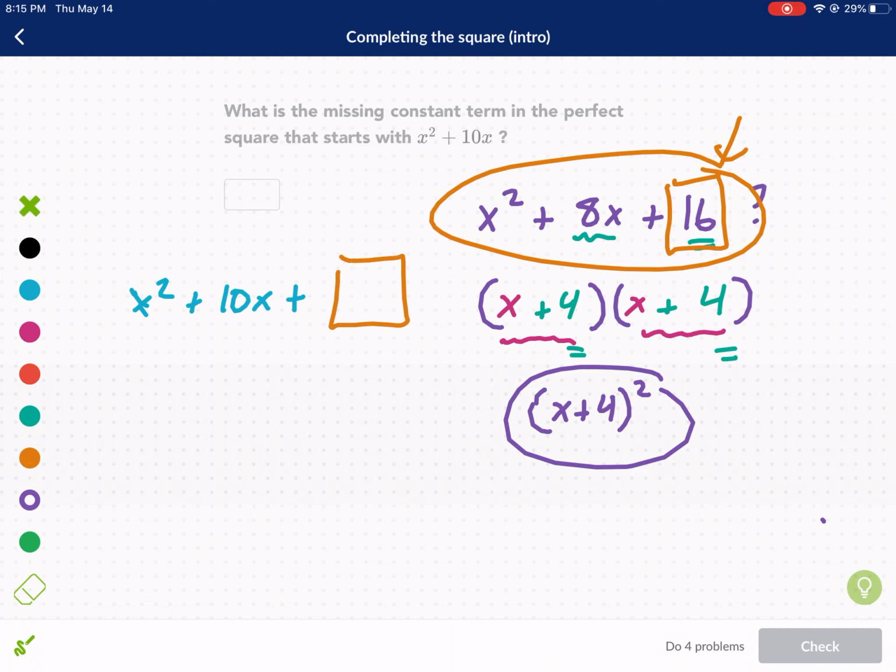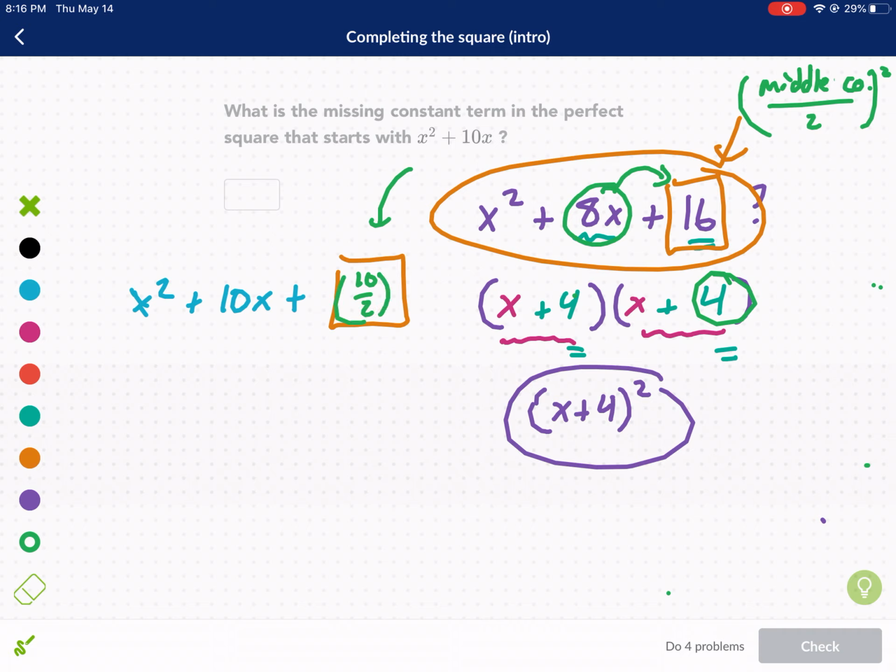If you take a look at our first example, we notice that we took our 8 and we divided it by 2 to get this 4. Well, how do we get the 16? Well, we got the 16 by squaring the 4. So again, we take the middle coefficient, divide it by 2, and then we square it, and that will tell us what we need to add for this. So we're going to take half of 10, divided by 2, and we are going to square it.